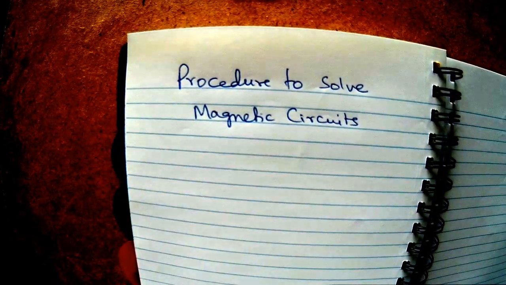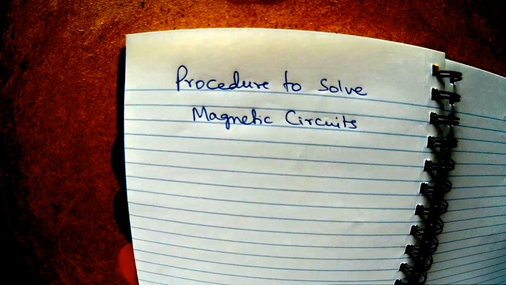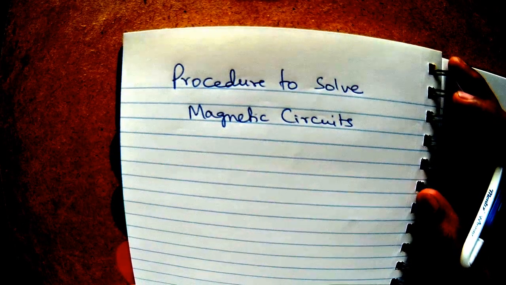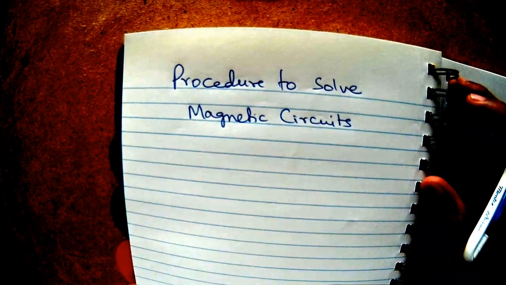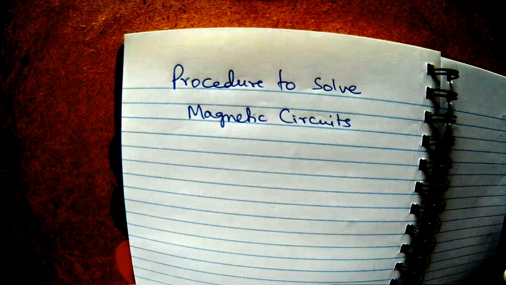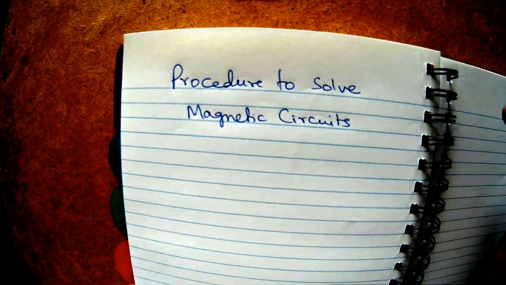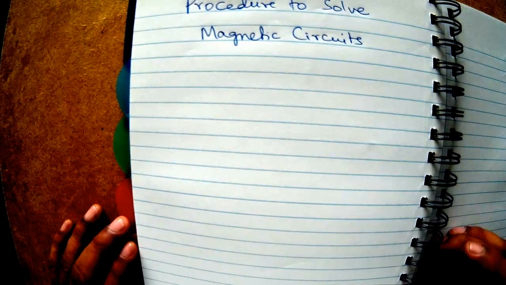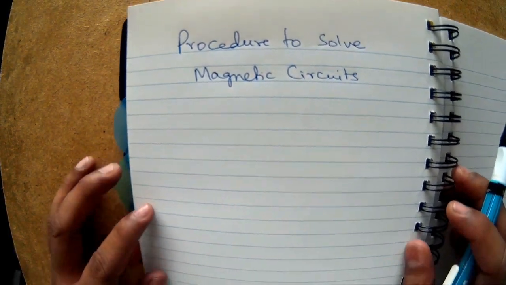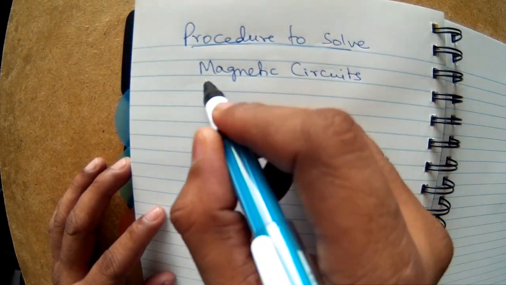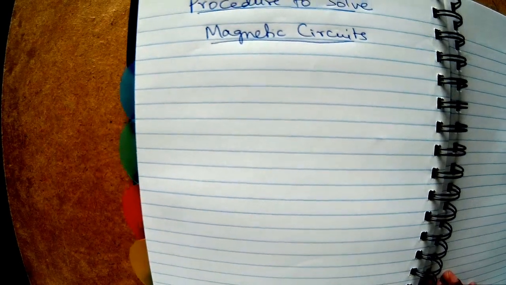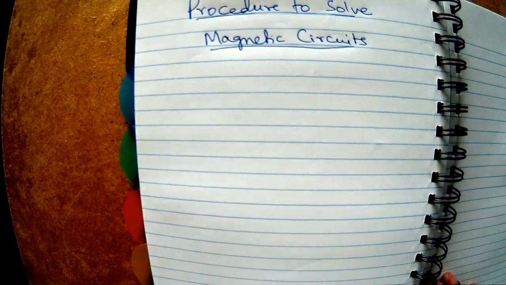Hello everyone. So in this video I'll discuss a general procedure to solve magnetic circuits. Just like you know how to solve electrical circuits, you should also know how to solve magnetic circuits. So I'll just quickly give you a diagram which you can use for understanding and studying the magnetic circuits. Later we will also compare with electric circuits and then try to draw some analogy which you will find in many books.